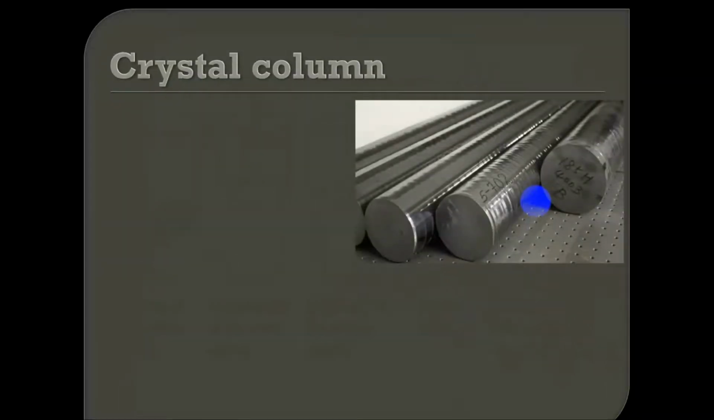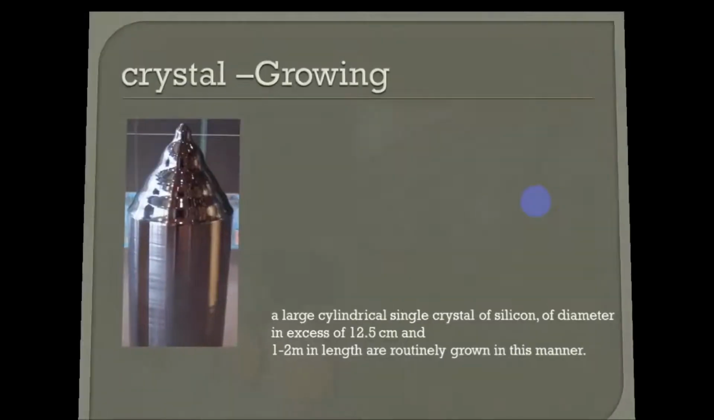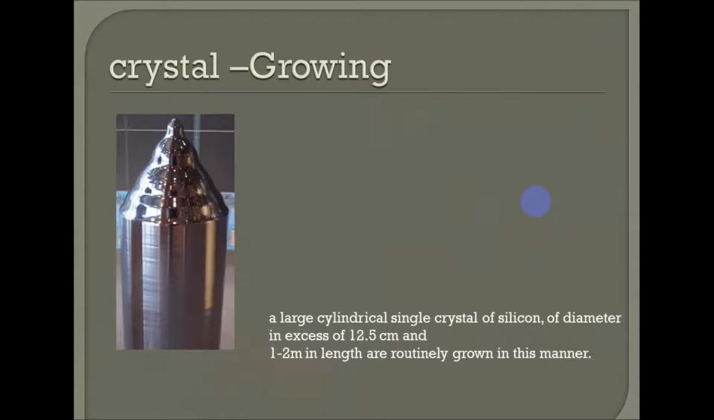These are some pictures of the crystal column, and it appears to us in a cylindrical form. This is a picture of a crystal with a diameter in excess of 12.5 centimeters and ranging in length from 1 to 2 meters, and in this way it is produced.